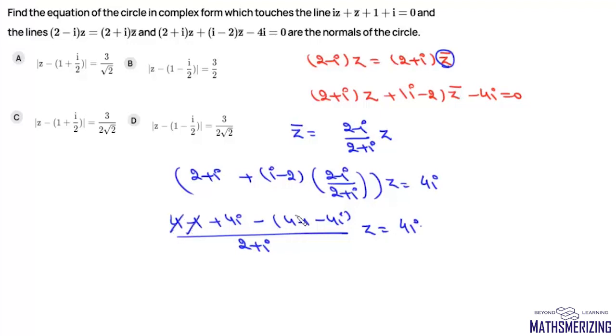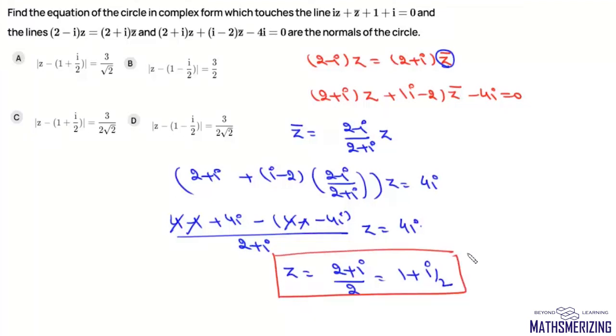Now 4 and minus 1 will cancel. We'll get this as 8 iota, which is 2. So value of z will be 2 plus iota upon 2 or 1 plus iota by 2. So center of this circle, it will be at 1 plus iota by 2.